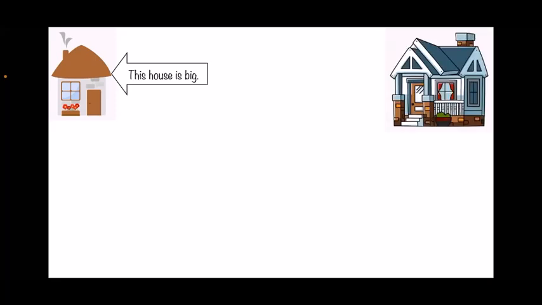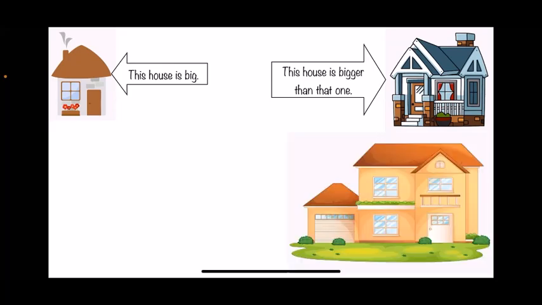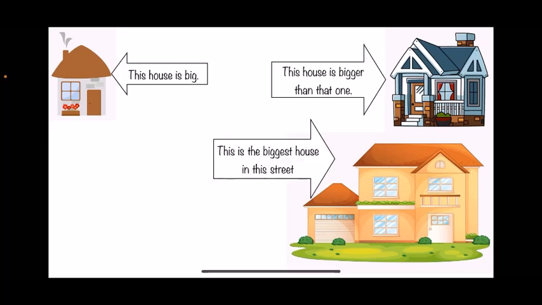Hello children, what can you see on your screens right now? It is a picture of a house. This house is big. What about this house? This house is bigger than that one. Now what about this house, children? What will we say when we compare it to both the other houses? This is the biggest house in the street.